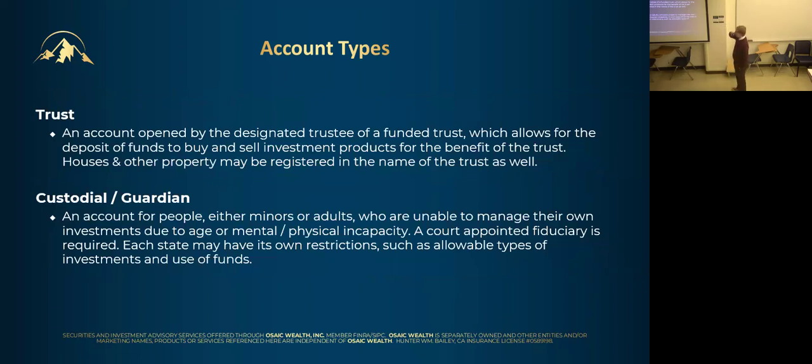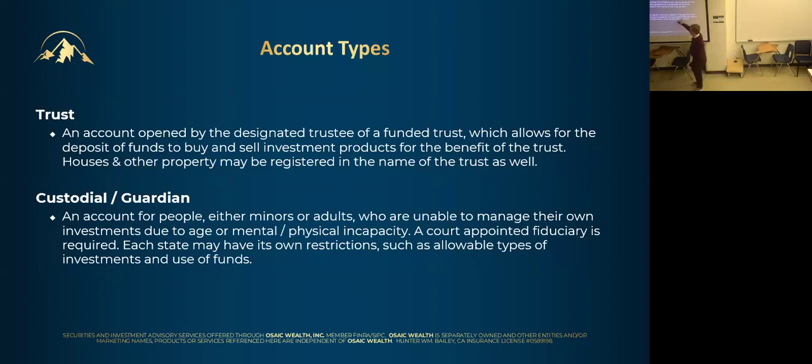And so we got two more. We got a trust account, which is an account opened by the designated trustee of a funded trust. So if you've got a trust and it's got a brokerage account, that's what this is, very similar. It's basically just like an individual account, but for the trust, for the entity of the trust specifically. Houses and other property like real estate can be registered in the name of the trust too. So people will do that frequently. They'll re-register their homes into the name of the trust to make it really simple for things to pass through.